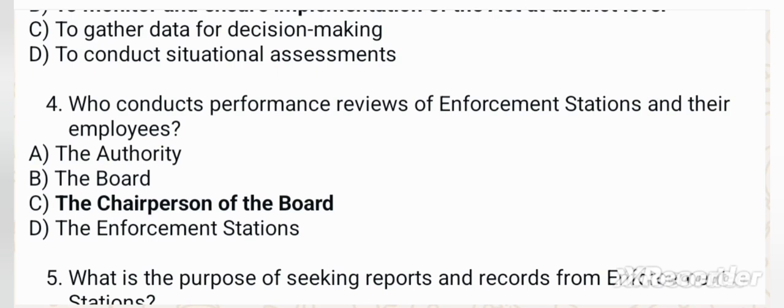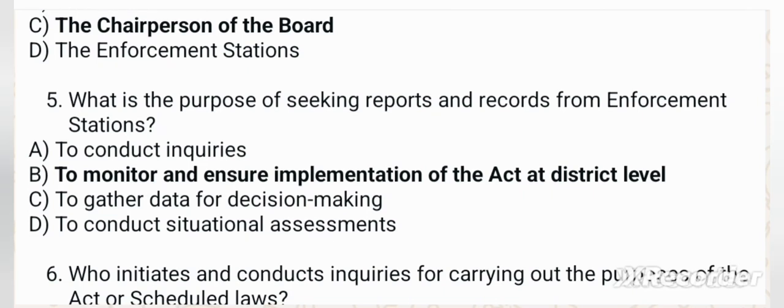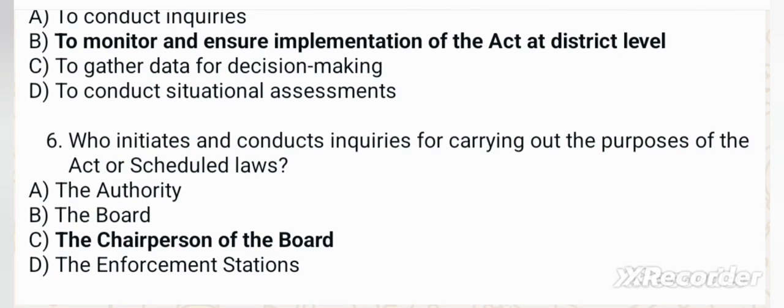Who conducts performance reviews of enforcement stations and their employees? The chairperson of the board. What is the purpose of seeking reports and records from the enforcement station? To monitor and ensure implementation of the act at district level. Who initiates and conducts inquiries for carrying out the purposes of act or schedule laws? The chairperson of the board.